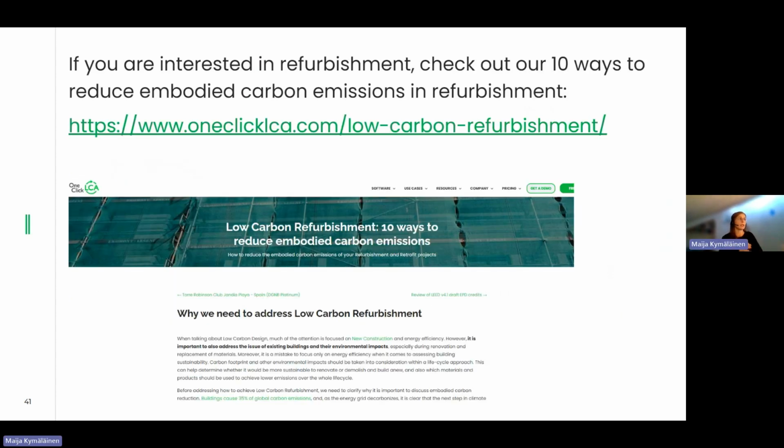If you're interested in refurbishment, you might also want to check the 10 ways to reduce embodied carbon emissions in refurbishment projects. There is also a link attached here. So a lot of things to do: we have new construction, circular economy, and also these refurbishments. A lot of things for you to read.